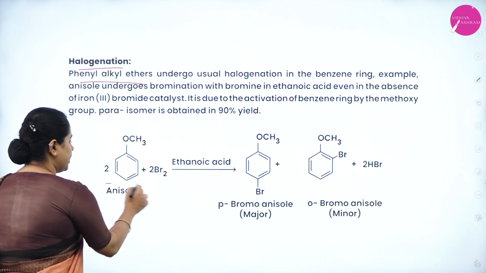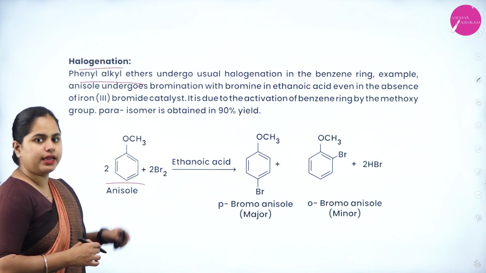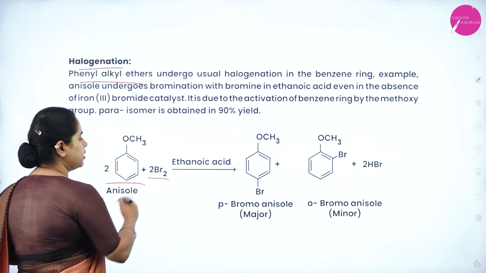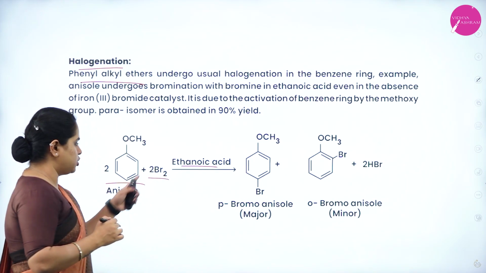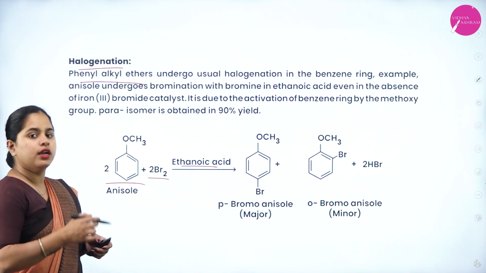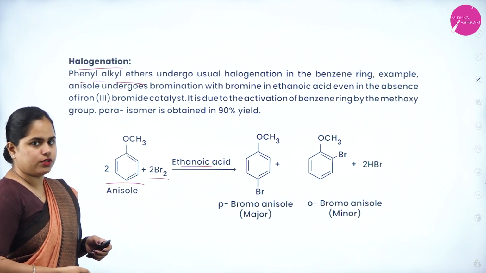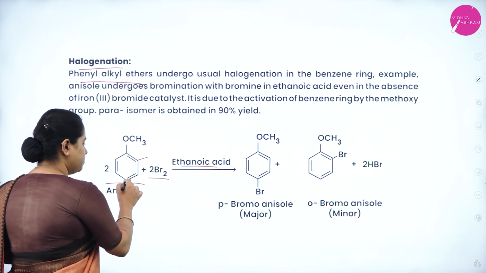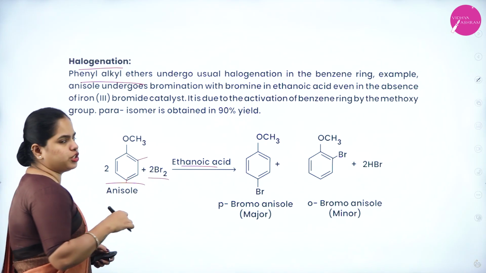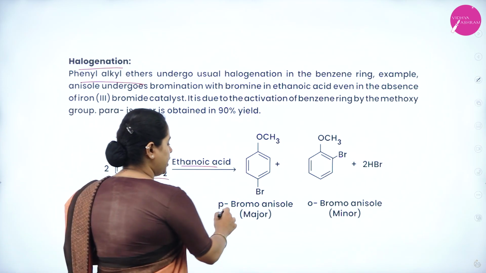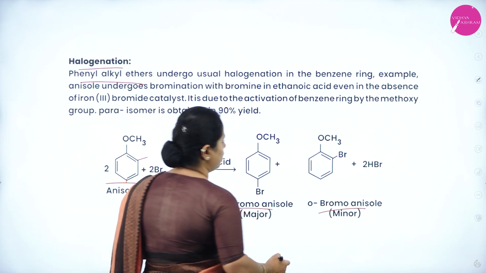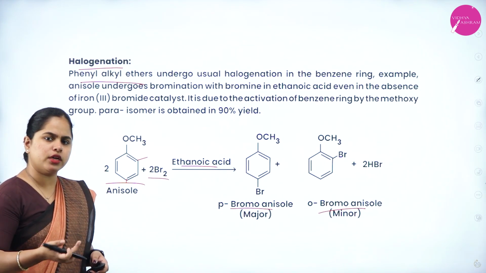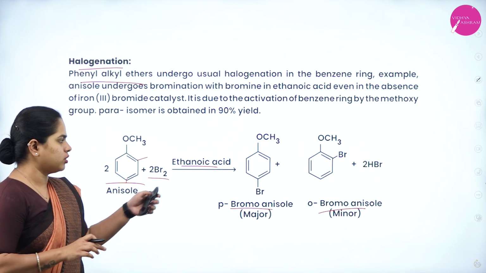So what we are taking is anisole, which is a phenylalkyl ether. We take anisole and react it with bromine in the presence of ethanoic acid. Which halogen are we going to substitute here? It is bromine, so bromination is going to take place. In the ortho position you get one product, and in the para position you get another: para-bromoanisole and ortho-bromoanisole. Already we have studied that between ortho and para, para will be the major product because it is symmetric.